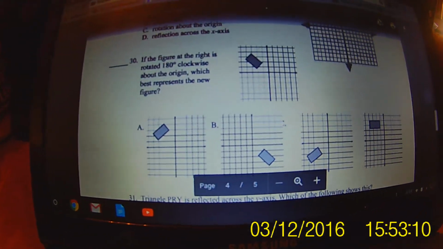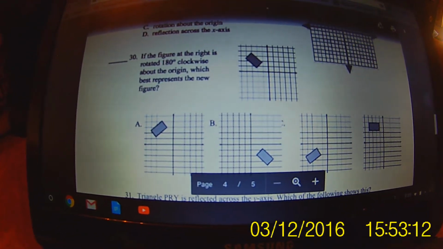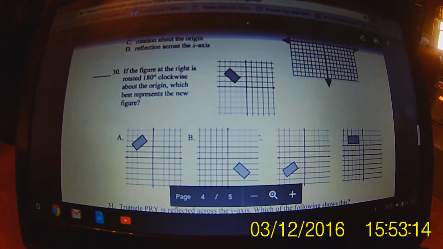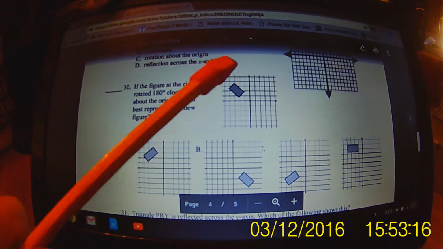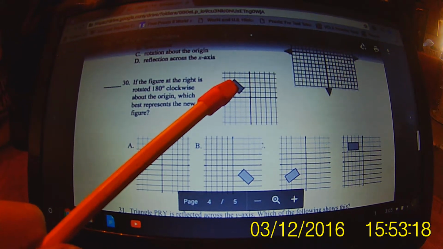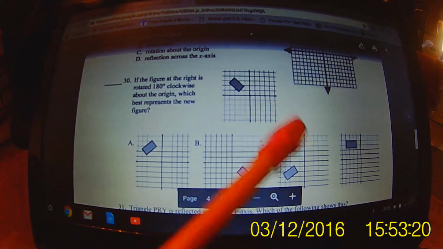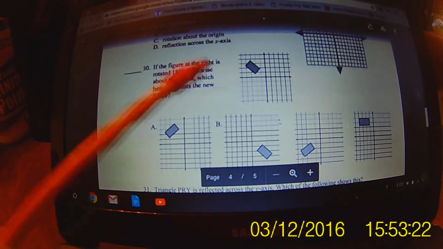Number 30, we want to rotate that 180 degrees. Well, because I'm in quadrant 2, if I rotate 180 degrees, I'd be in quadrant 4. The only one in quadrant 4 is B.